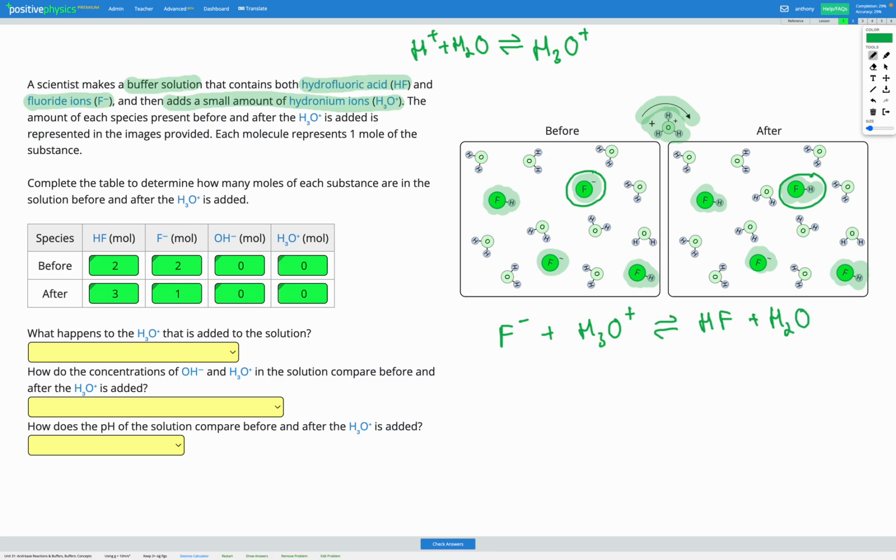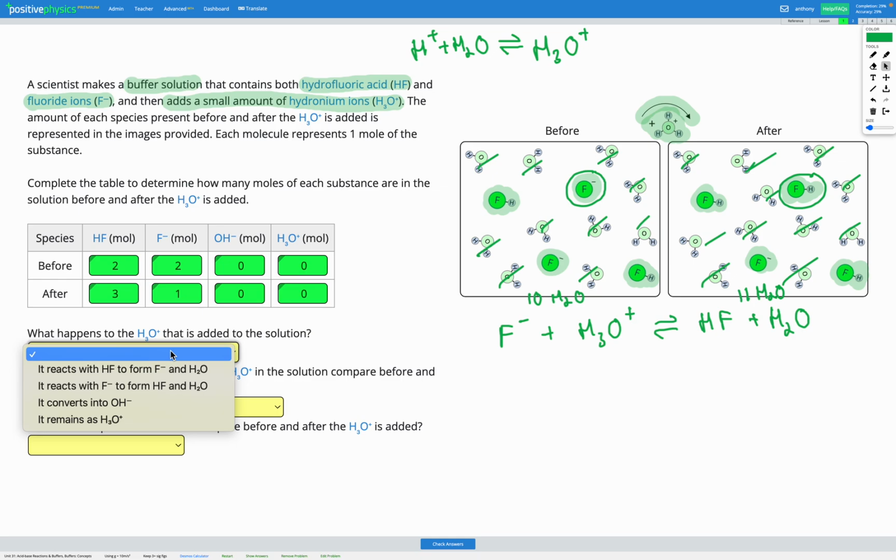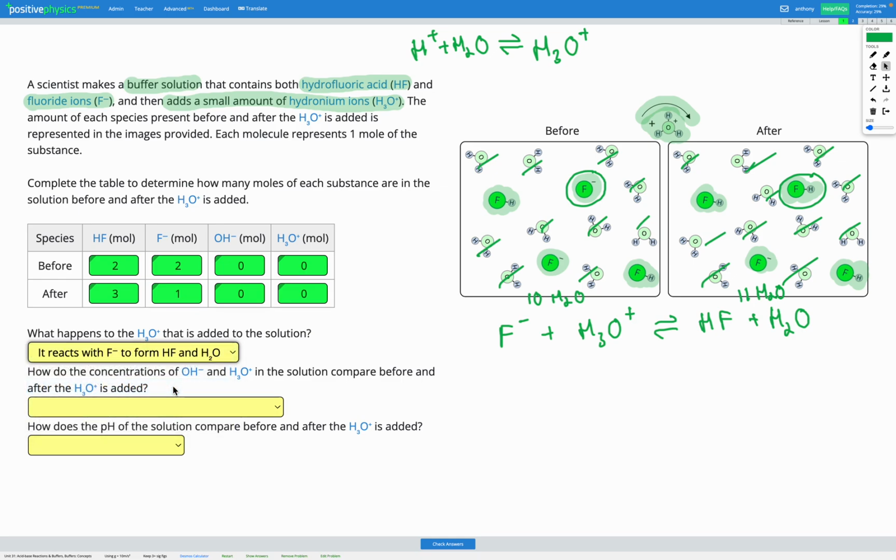So if we count our H2Os, we've got 1, 2, 3, 4, 5, 6, 7, 8, 9, 10. We've got 10 H2O before, and then after we've got 1, 2, 3, 4, 5, 6, 7, 8, 9, 10, 11 H2O after. So we ended up with an extra H2O because our F minus reacted with the H3O plus ion, forming HF and H2O. So what happens to the H3O plus that is added to the solution? It reacts with the F minus to form HF and H2O.